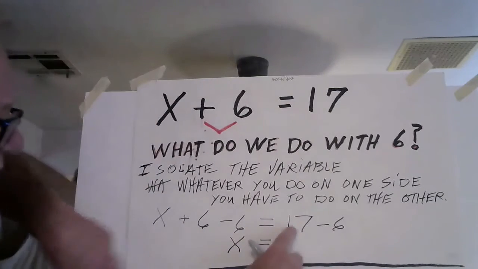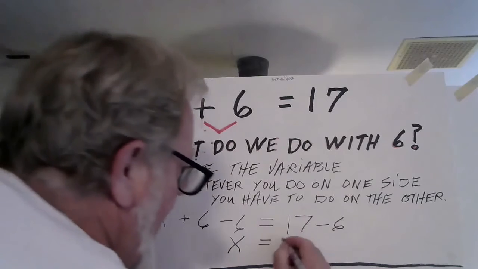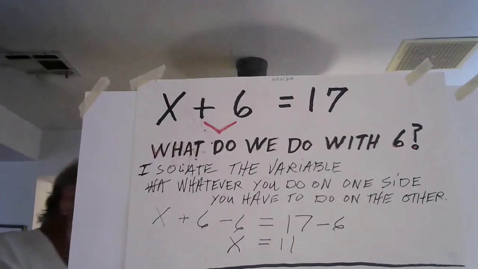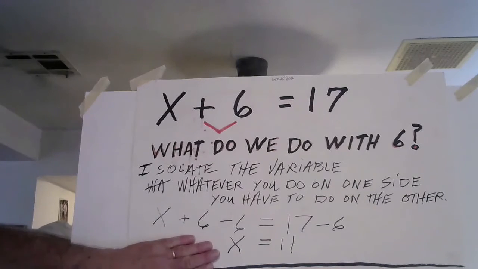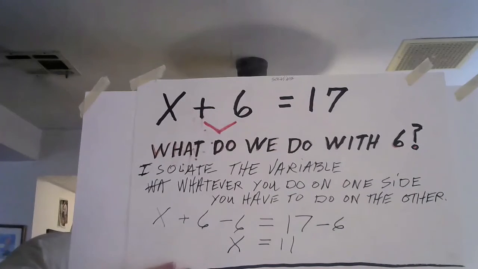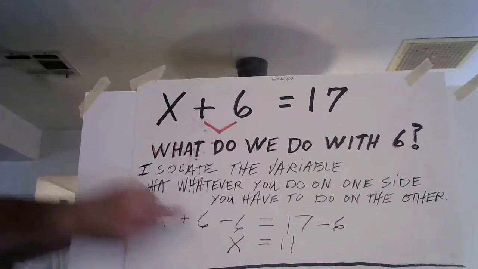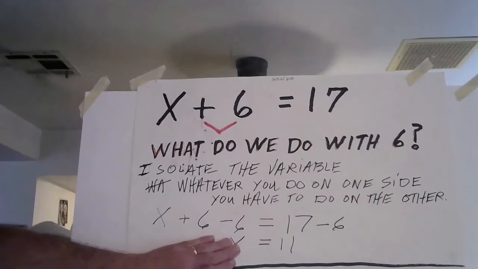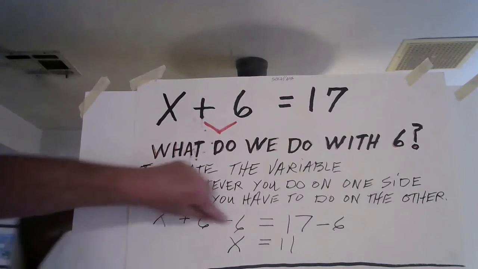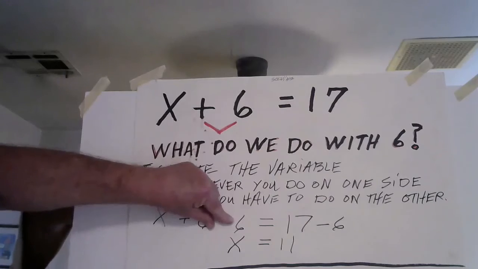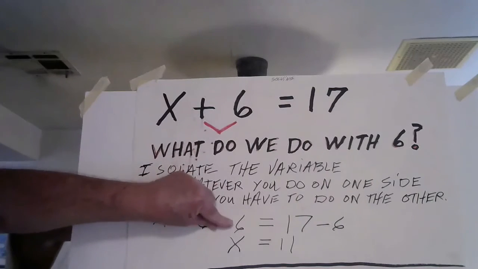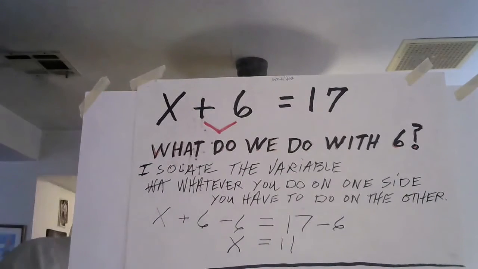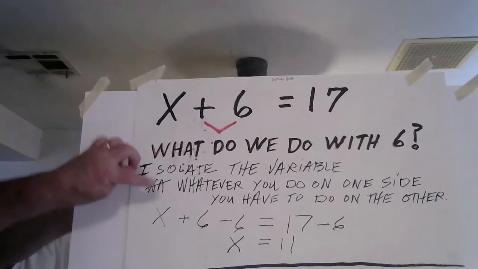So I've solved the problem. What I've done is solve the problem by isolating the variable by itself on one side of the equal sign. And I did that by subtracting 6 from this side. But you can't just take 6 from this side. You have to do the same on the other side, or it's not equal. It's not an equation. So I subtracted 6 here and I subtracted 6 there. x is equal to 11. The answer to the problem is 11.